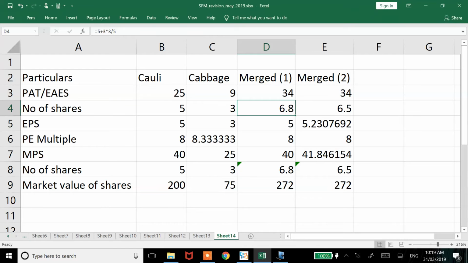The number of shares allotted in scenario 1 is 3:5. The base values are 5:3. The swap ratio will become 3:5. So 5 lakh plus 3 into 3 by 5 is the new shares. Other side is 5 plus 3 into 1 by 2.